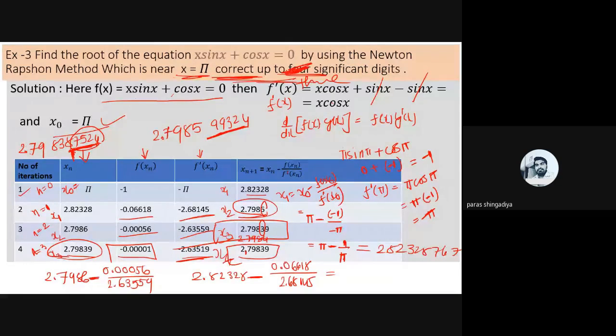Correct up to 5 significant digits, correct up to 4 significant digits, is another case to derive the answer. In this case you have to derive such iterations that 2 consecutive iterations are the same as per your condition, and at that stage we'll stop this procedure and consider that to be our right answer. That is our required answer.